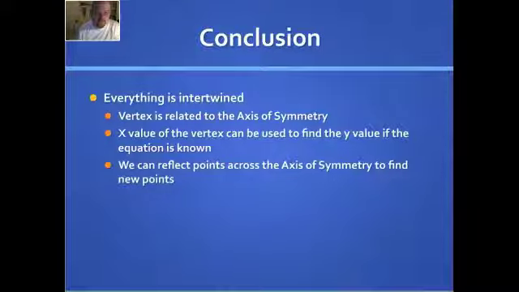All right, in conclusion, pretty much what we've talked about several times before. Remember that everything is intertwined. That's a great thing about math. Everything's always going to be intertwined. But in this case, our vertex is going to be related to the axis of symmetry. The x value of the vertex will be the axis of symmetry. We can use the x value of the vertex by plugging it into the equation, if we know it, to find the y value. And finally, we can always reflect points across the axis of symmetry.